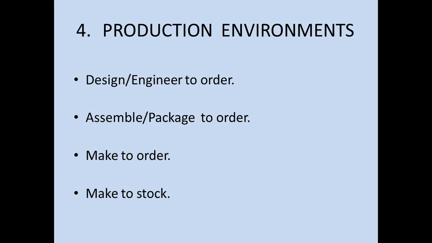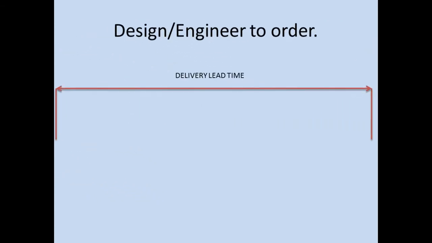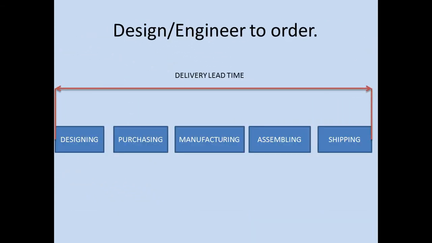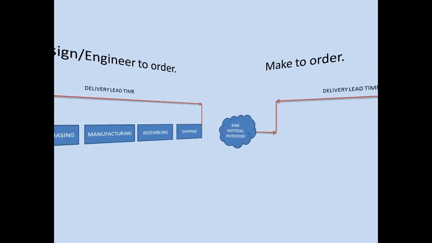Design or engineer to order is nothing but it starts from the basic design of a particular product to the finished goods, the shipment of finished goods to the customer. This is the delivery lead time for this type of production environment. In this, the lead time starts from scratch: designing, purchasing, manufacturing, assembling, and shipment.